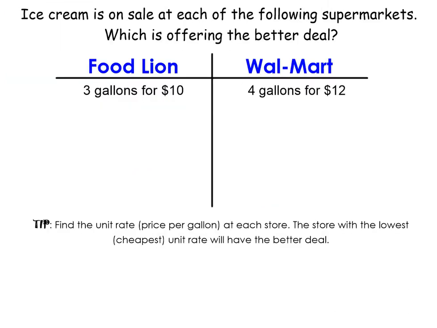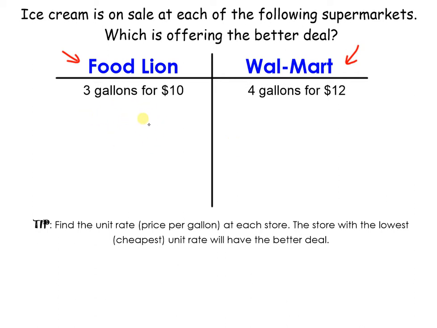Let's look at another example. So now what happens is we're going to calculate the unit rate for ice cream. But this time we need to determine if we're going to buy ice cream at Food Lion or Walmart. And the reason why we're trying to figure this out is we're trying to save money. So at Food Lion, I can buy 3 gallons for $10. At Walmart, I can buy 4 gallons of ice cream, but it's going to cost me $12.